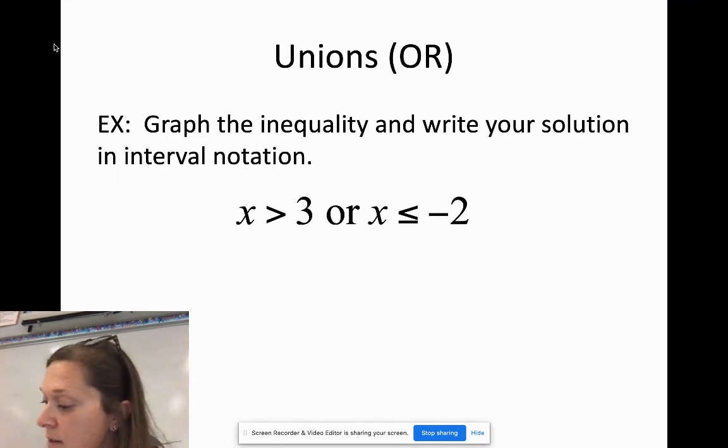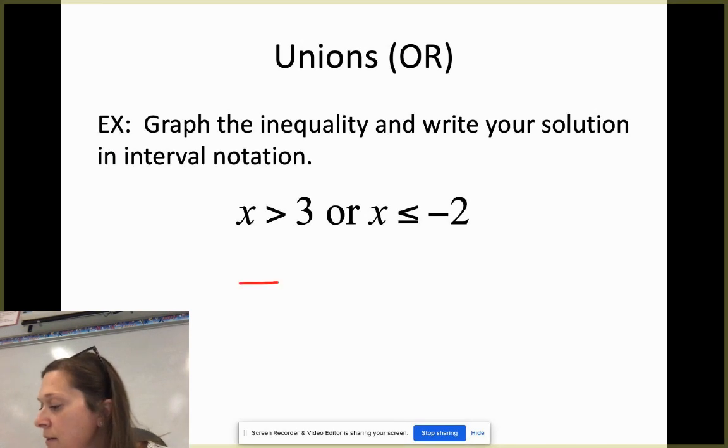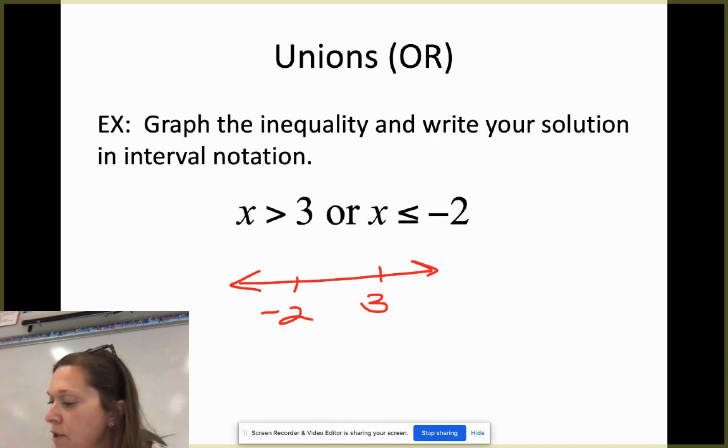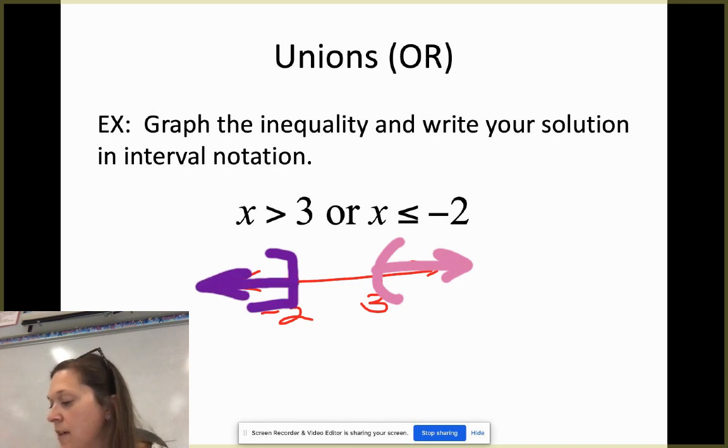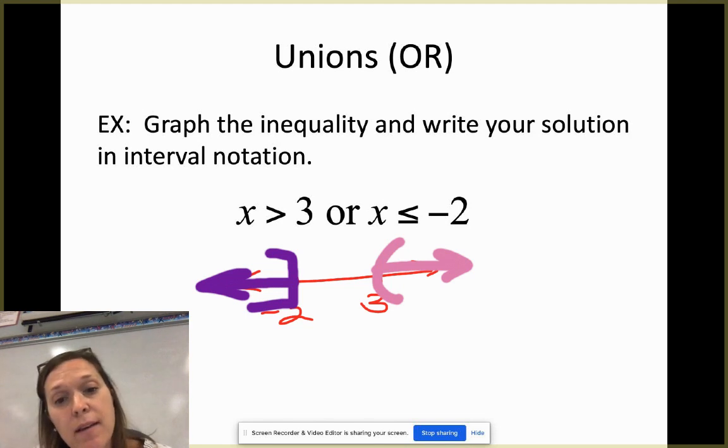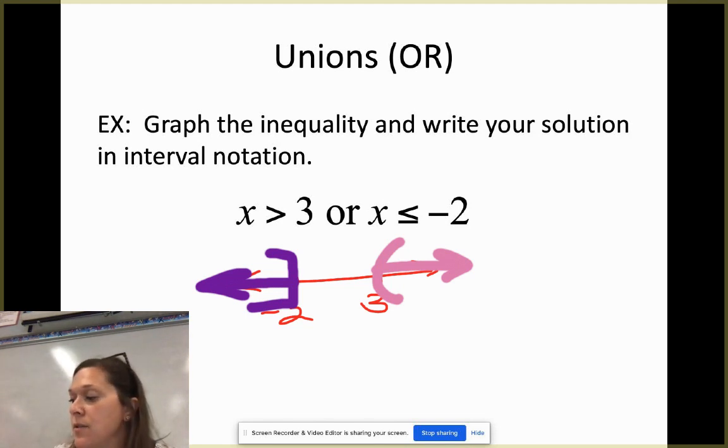So now, again, still using the same number line. Negative 2 on the left, 3 on the right. Now when we go to do our shading, at 3, we're going to be open to the right, shade to the right. For our purple, square bracket to the left, shading to the left. Now because it's an or, we're going to be doing the union between both the purple and the pink. So how do we do that?